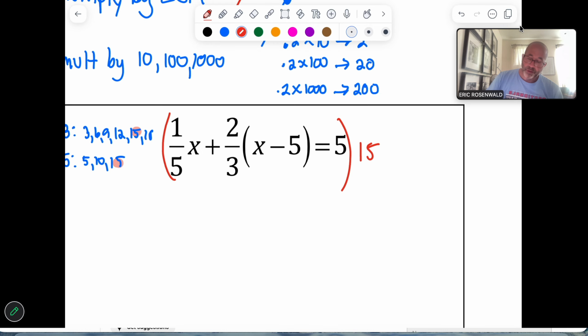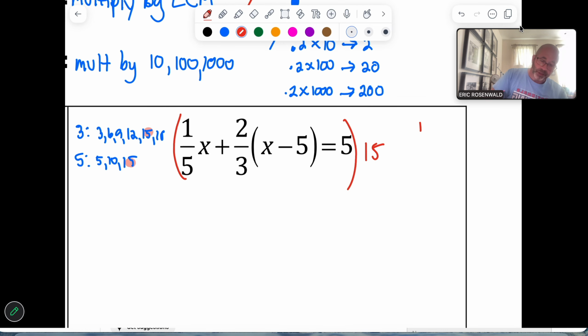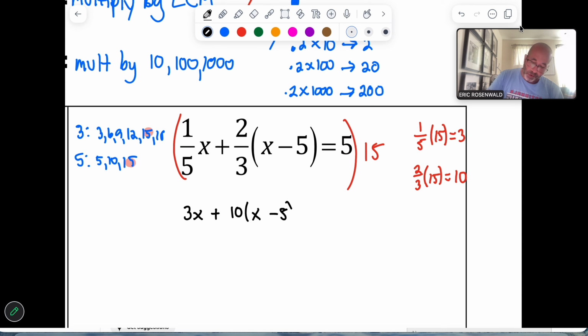Okay. If we multiply by 15, let's do each one of these parts. Ready? 1 over 5. We're going to multiply that by 15. This is going to be 15 over 5, which is 3. So we're going to have 3x right here. 2/3 times 15 is going to give me 30 divided by 3, which is 10. So then we have 10 times x minus 5. And then we have 5 times 15, which is going to give me 75.